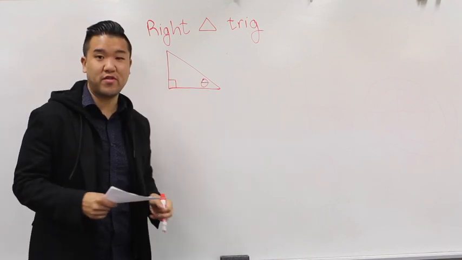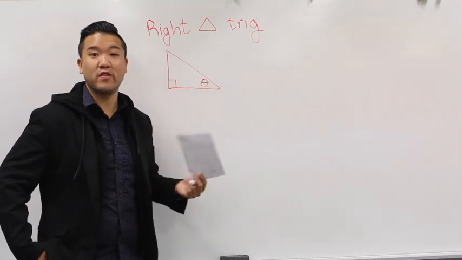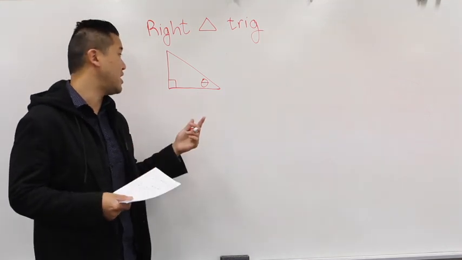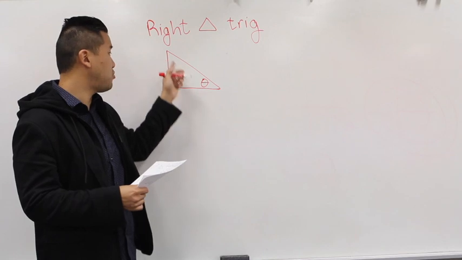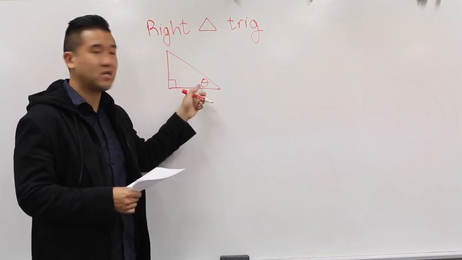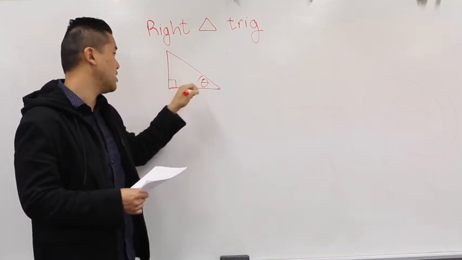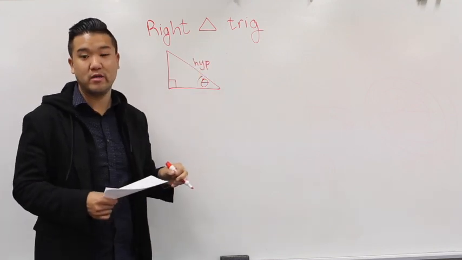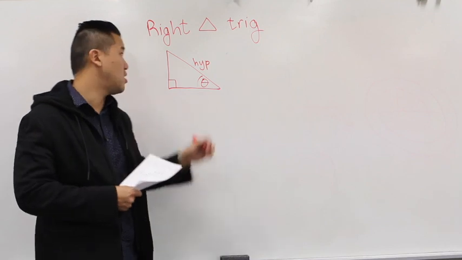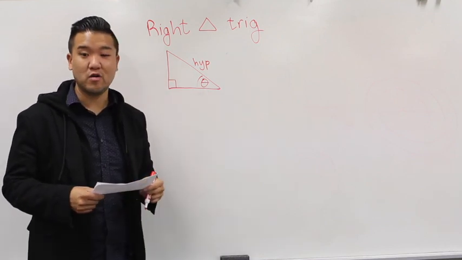This guy here is called theta. It's pretty much a variable, but in Greek terms we just use that as an angle, an unknown angle. We're going to talk about just two places where this theta could be at. It could be here or there. So if I'm standing here, the longest length will always be the hypotenuse, always. So that's always what we remember. The longest side is always your hypotenuse.